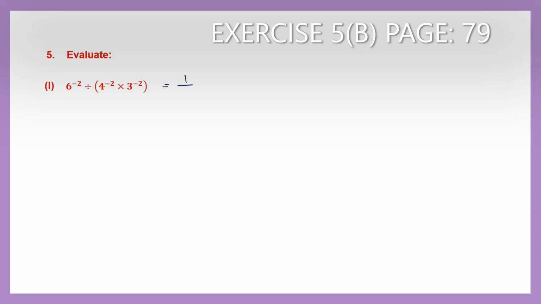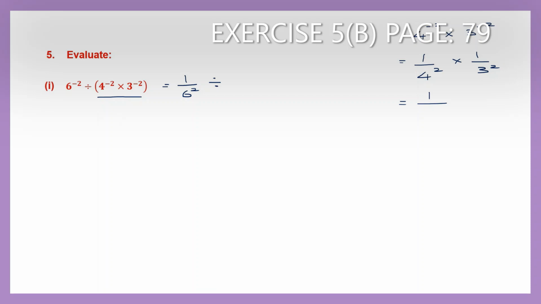So this becomes 1 by 6 to the power of 2 divided by, now here, 4 to the power of minus 2 into 3 to the power of minus 2. That is within brackets. So according to BODMAS, that has to be worked out first. So let's work that out first. So that is 4 to the power of minus 2 into 3 to the power of minus 2. We will rewrite that as 1 by 4 to the power of 2 into 1 by 3 to the power of 2. So now it's easy to work out.